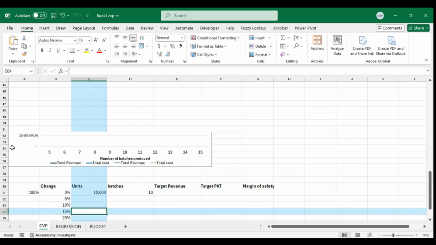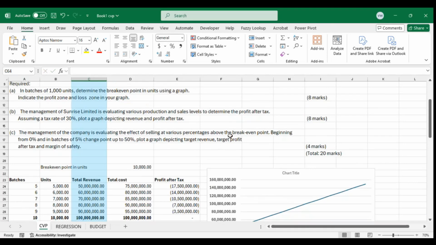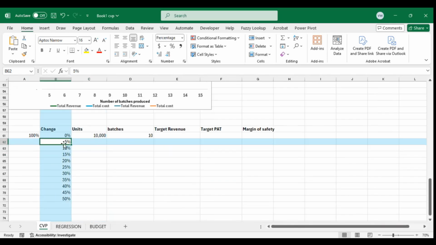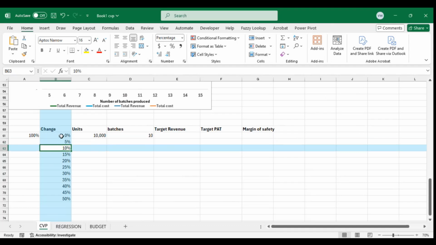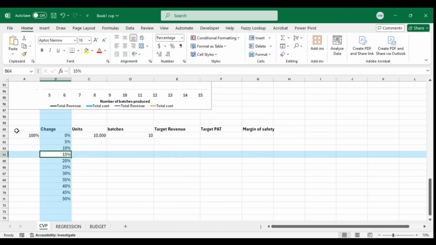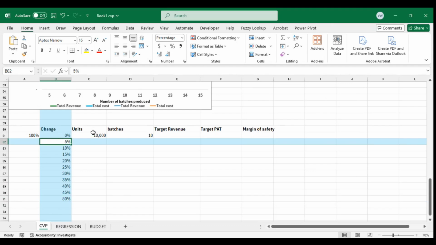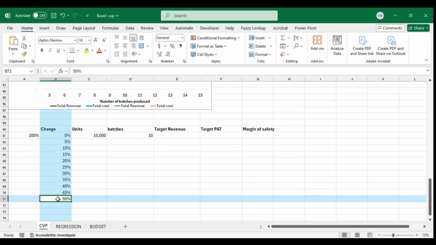And it increases because you are told that above the break-even point, so that it is 5. If it is 5% above the break-even point, then at this point it means that it is 105%. If it is 10% above the break-even point, then it is 110%. If it is 15% above the break-even point, then it is 115%. And if it is 50% above the break-even point, then it is at 150%. So that we can get what a 5% change in units sold will have on either revenue, profit after tax, or margin of safety, or a 50% change in units sold will have on the three.